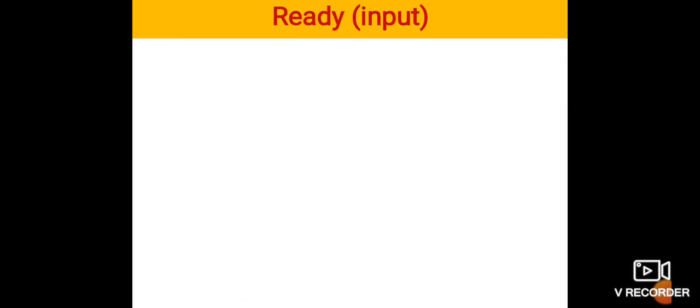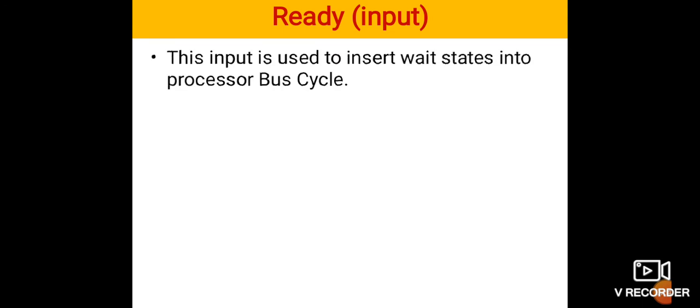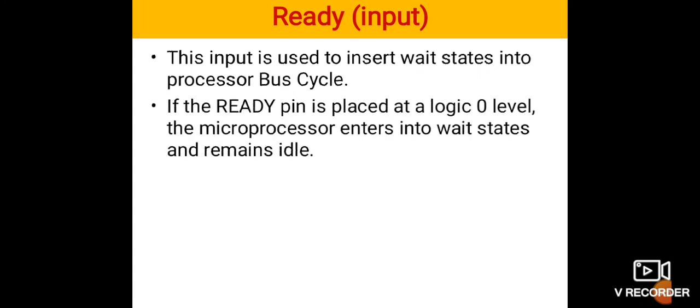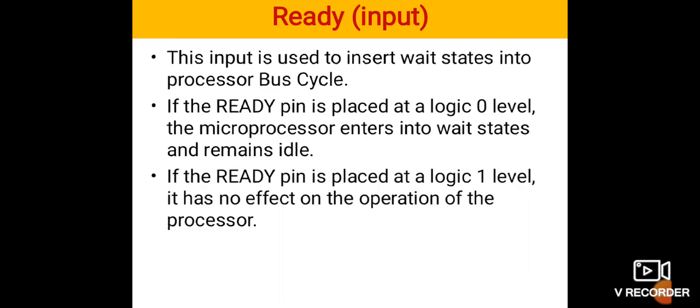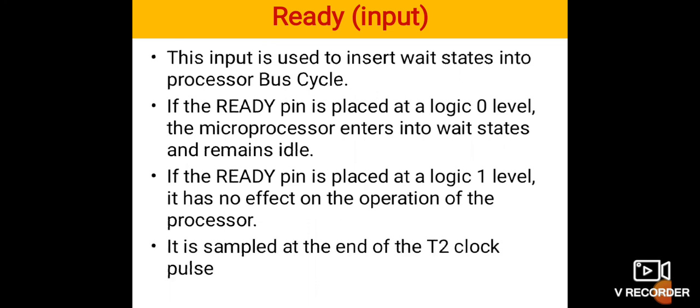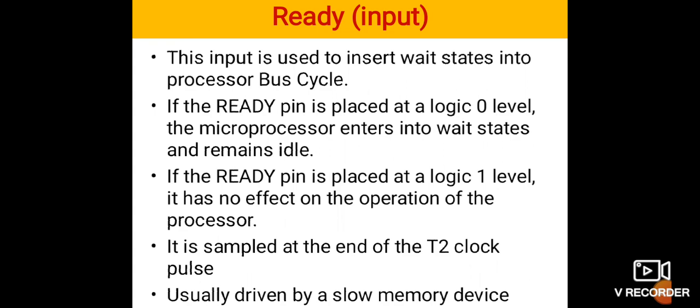Coming to the ready input, which is preferably used by slow devices, and this is used for inserting wait states into the processor bus cycle. So if the ready pin is placed at logic 0 level, then the microprocessor will enter into its wait states and remain idle. If it is placed at logic 1 level, it has no effect on the operation of the processor. And this is sampled at the end of every second T state of the clock pulse. And as I told you, this is driven by a slow memory device.